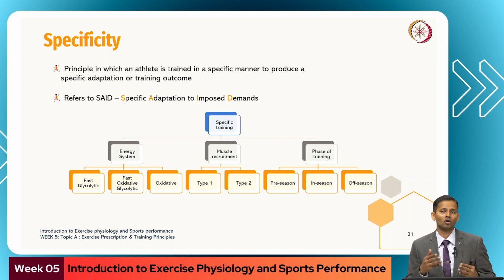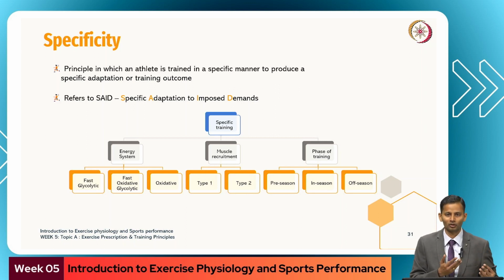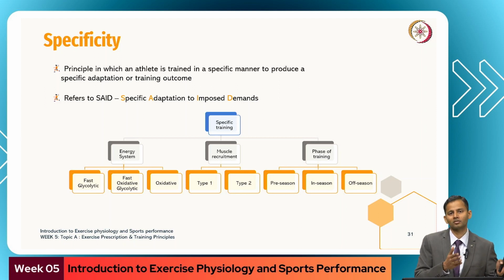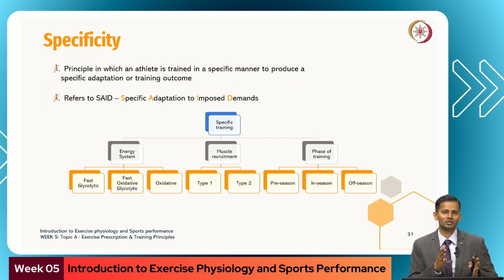Say if it is a long distance run or a marathon, you will be working more on an endurance group of muscles, that is the type 1 group of muscles, so that the energy system there would be more of an oxidative system. That's the specificity with respect to the muscle group as well.